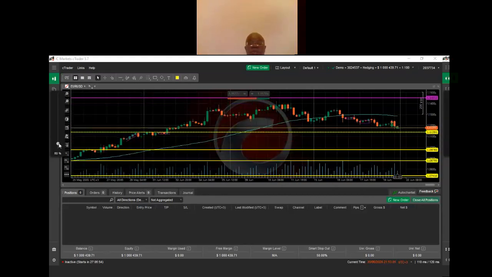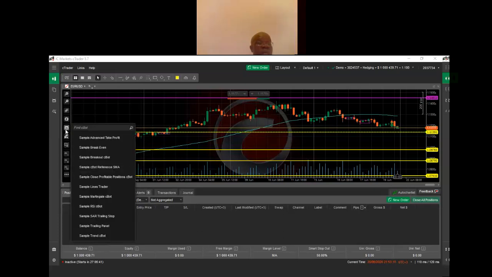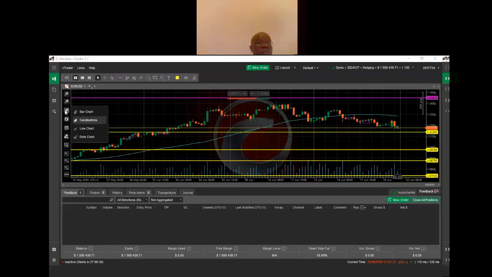So this is the Forex chart, but we can change it from being a candlestick to the bar chart, which I showed you before, but I'll show you the line. Something like that. So I hope I've answered the question. I've gone round and round, but I hope I've answered the question.